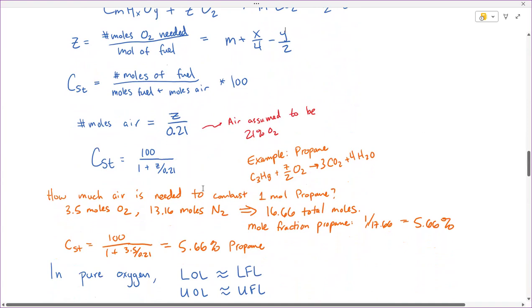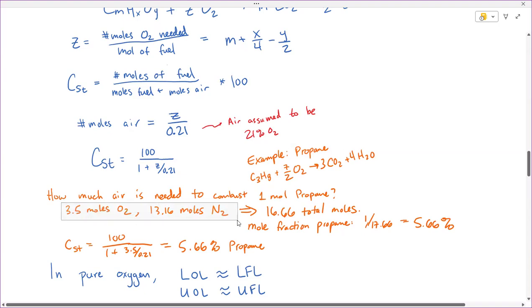So the question that we might ask is, how much air do we need in order to combust 1 mole of propane? Because I need 7/2 or 3.5 times as much oxygen as propane, the answer is 3.5 moles of oxygen. But remember that this only composes 21% of air. So if I account for that and I divide 3.5 by 0.21, I get 16.66.